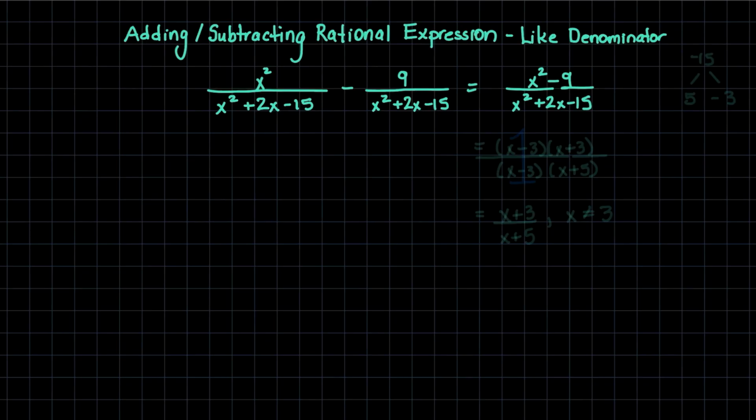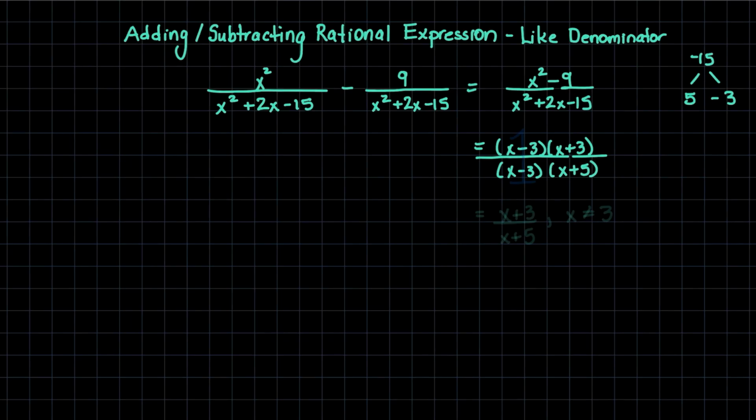Okay, we don't like to leave anything not simplified. The top is a difference of two squares, x minus 3, x plus 3. The bottom is a quadratic whose leading coefficient is 1. So that means we need factors of negative 15 that add to positive 2. So that's going to be 5 and negative 3. So we get x minus 3, x plus 5.